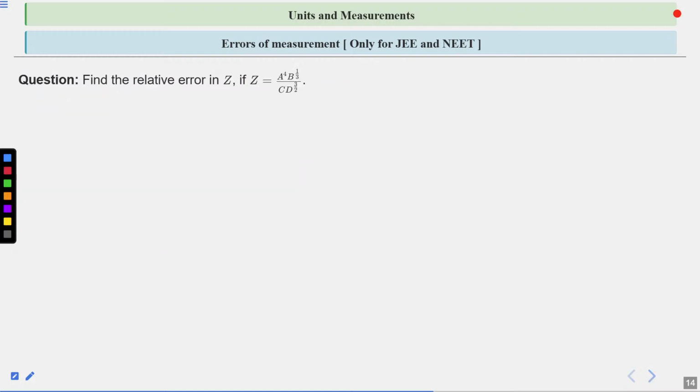So the question is, find the relative error in z if z is equal to a raised to the power 4, b raised to the power 1 by 3, divided by c and d raised to the power 3 by 2. So what is the answer? Here you have to find out the relative error. Please solve.